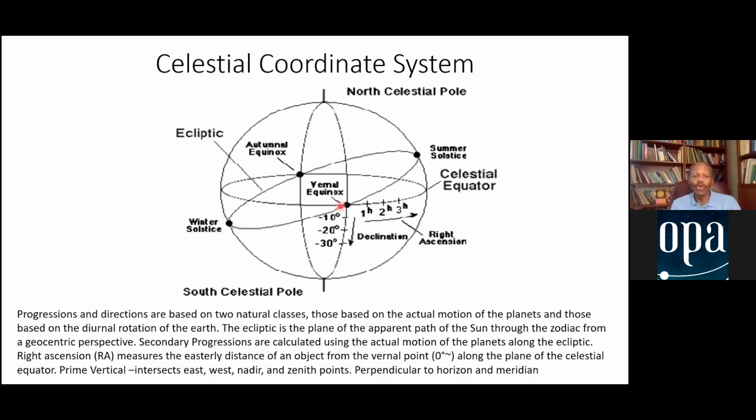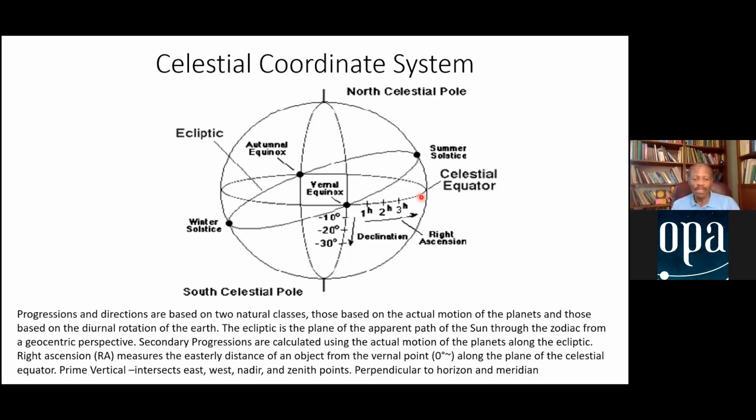So in this chart, we work with primarily two circles here. The ecliptic, shown in this diagram, and the equator. Progressions and directions are based on the two natural classes, those based on the actual motion of the planets and those based on the diurnal rotation of the Earth. And the ecliptic is the plane of the apparent path of the sun through the zodiac from a geocentric perspective. And secondary progressions are calculated using the actual motion of the planets along the ecliptic, but they can also be done in right ascension along the equator. So those are the two primary circles that astrologers use.